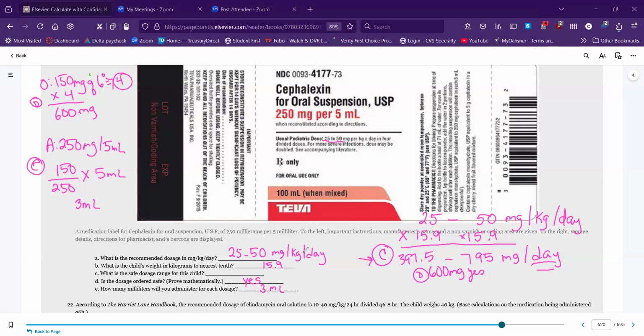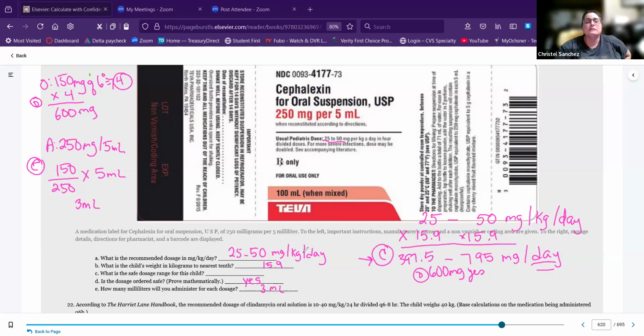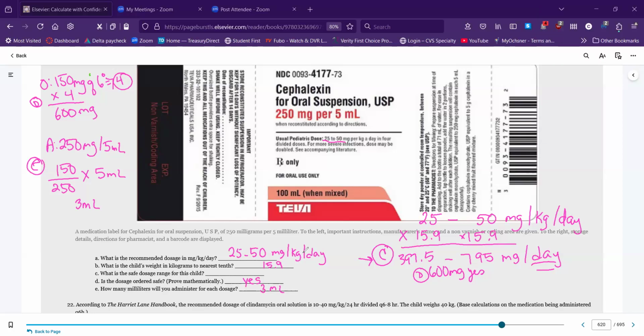So basically, pay attention to dose per day or dose daily, like for 24 hours. Let me see if there's one that we can do that's per dose, because every one we've been doing has been per day.